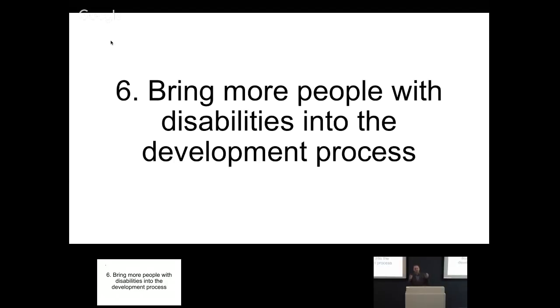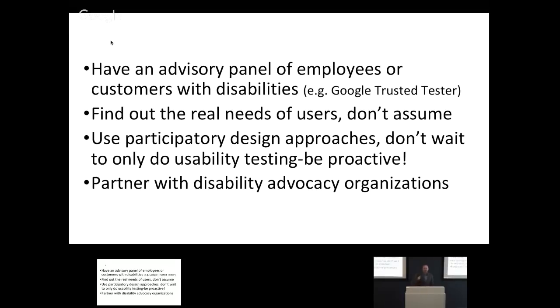My sixth suggestion is that we need to bring people with disabilities more into the development process. We need to have ongoing relationships, not just at the end, not just, oh, well, you know, we've built this product, at the end, we're going to do some user testing, we'll involve some users with disabilities. No, because then you get back to the problem we discussed earlier. It's an add-on at the end.